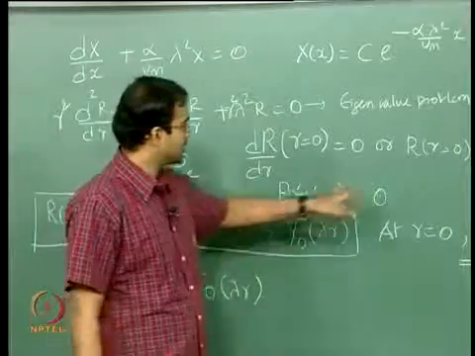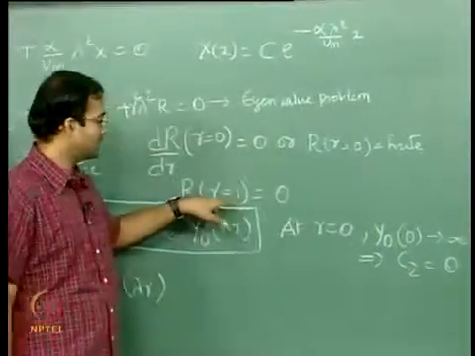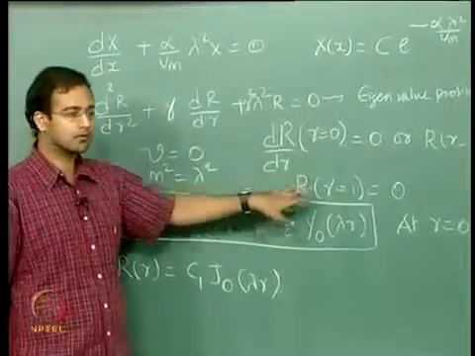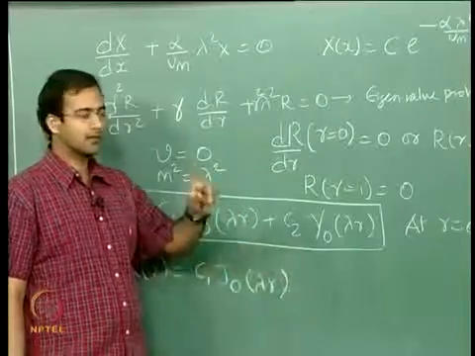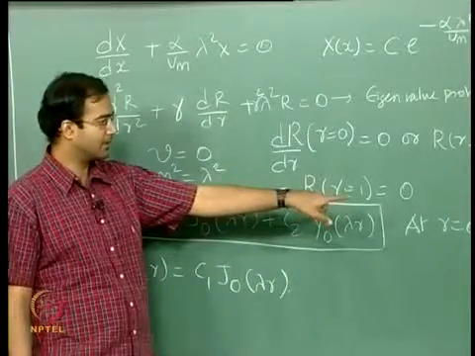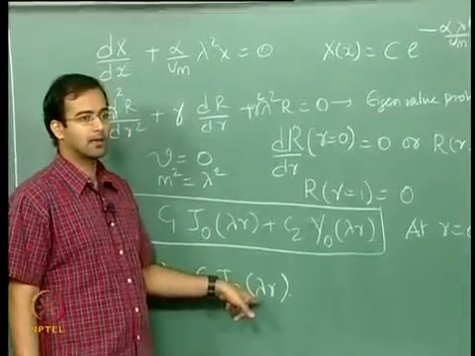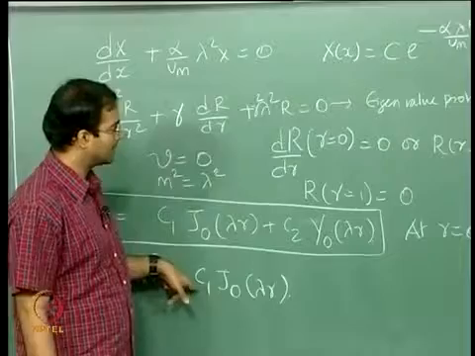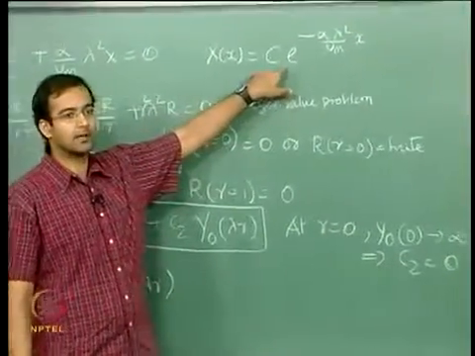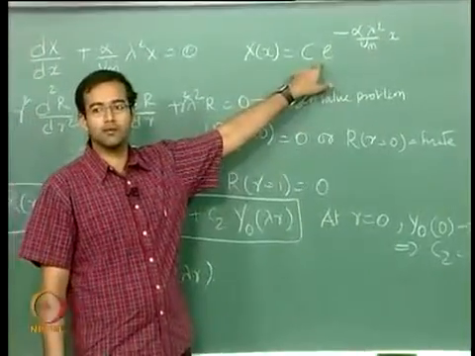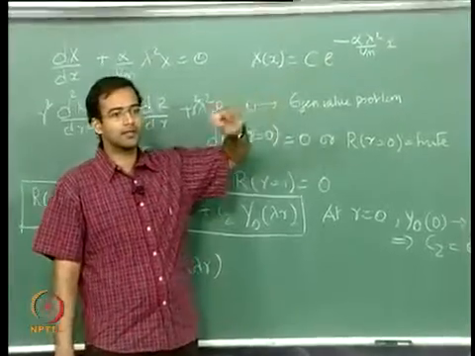So the remaining constant, whatever is left out, that is at R equal to 1, capital R is equal to 0, that will be used to find the eigenvalue. So one of the constants is determined from the one boundary condition and the eigenvalue is determined from the other boundary condition. This constant is not a problem, because in the final solution for theta I can multiply this and this into a single constant, and I can use the remaining boundary condition, that is at x is equal to 0.